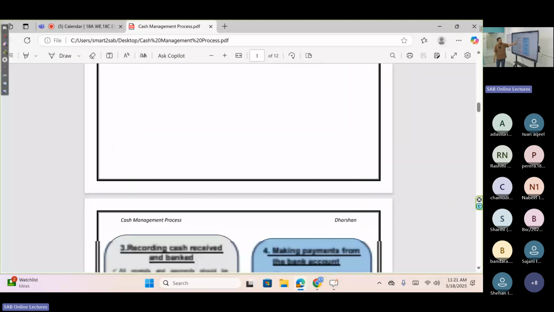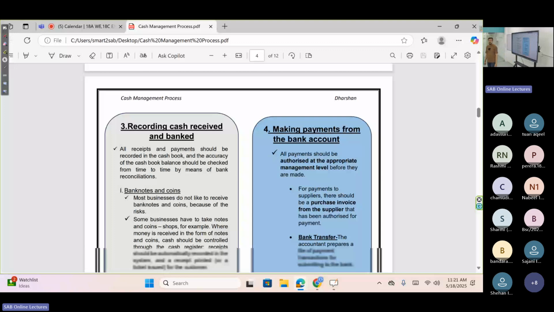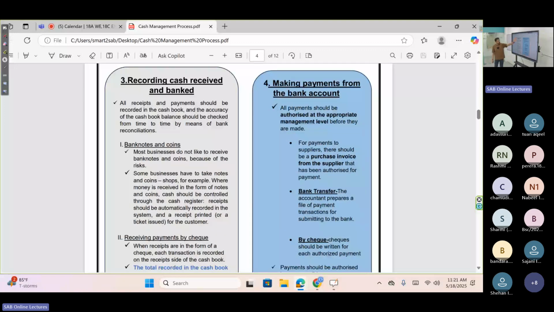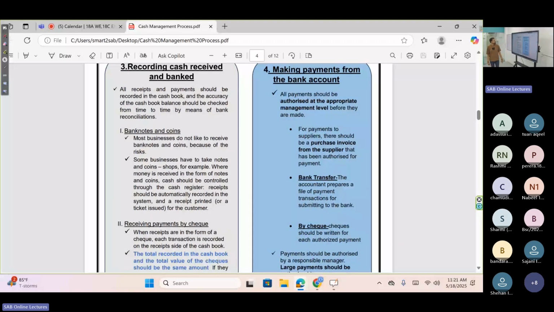Recording cash received in the bank and making payments from the bank account. These are the receipt side and payment side. All receipts and payments should be recorded in the cash book, and the accuracy of the cash book balance should be checked from time to time through bank reconciliation. So first, in cash management, you record the cash, then do the bank reconciliation. This is the receipt side.